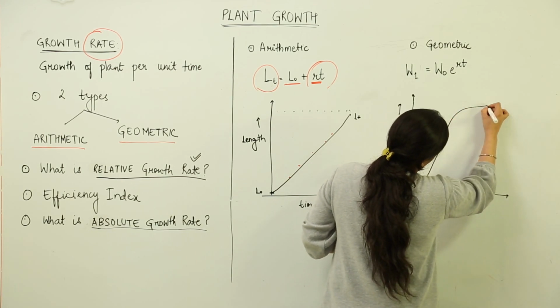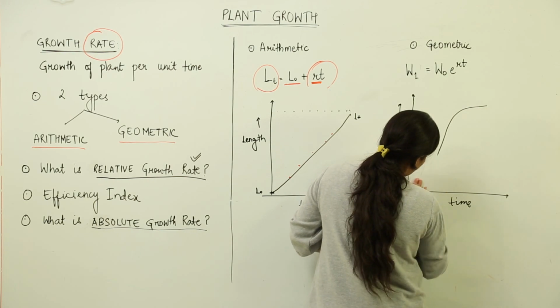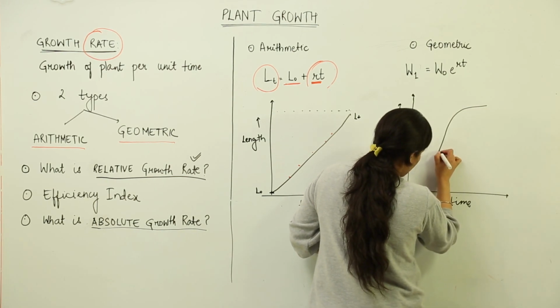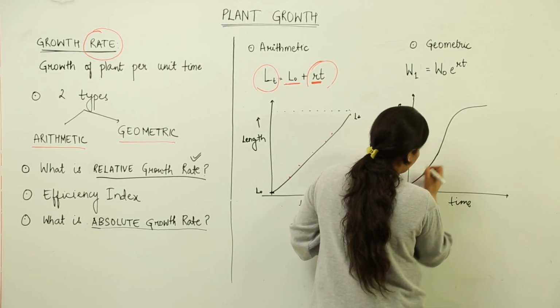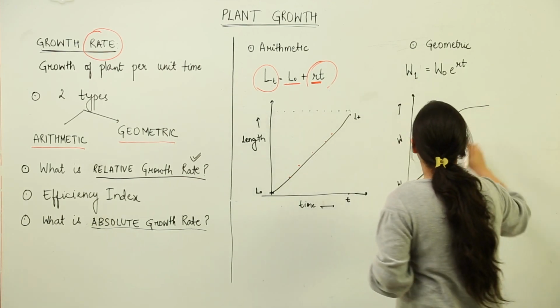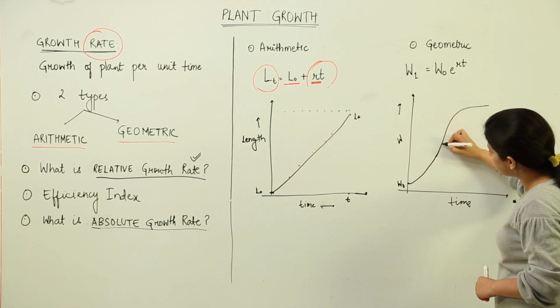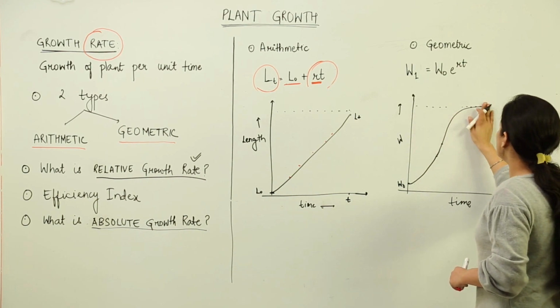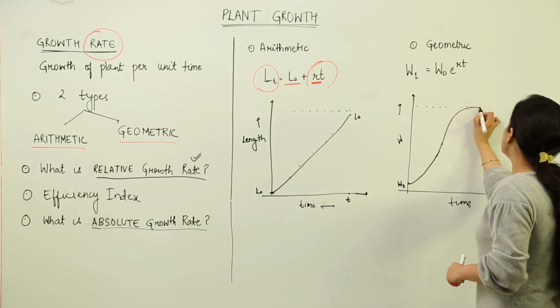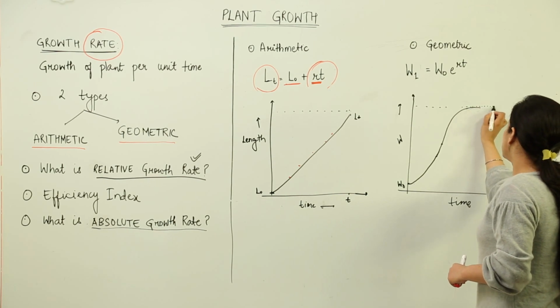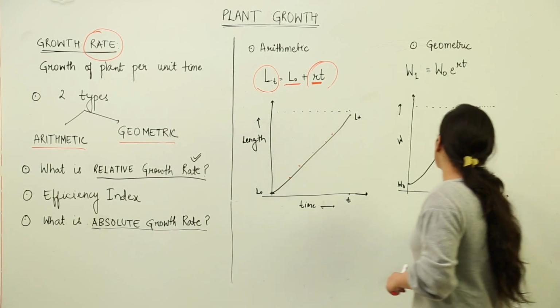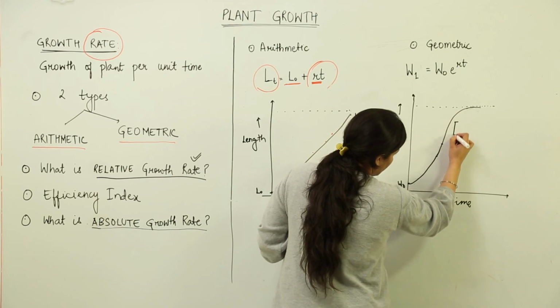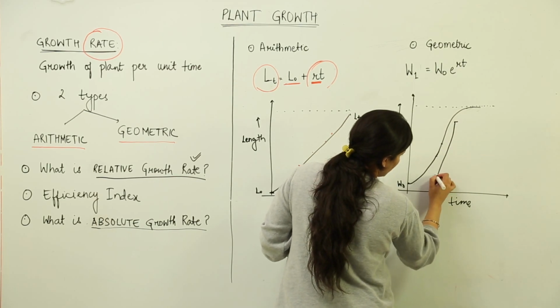It shows a sigmoid curve. You understand what a sigmoid curve is? Somewhat S-shaped. It shows a sigmoid curve where the growth is exponential for some time and then it stops after some time. Not stops exactly, it becomes stable. A stationary sort of phase comes over here. So we have an exponential phase in the growth pattern.